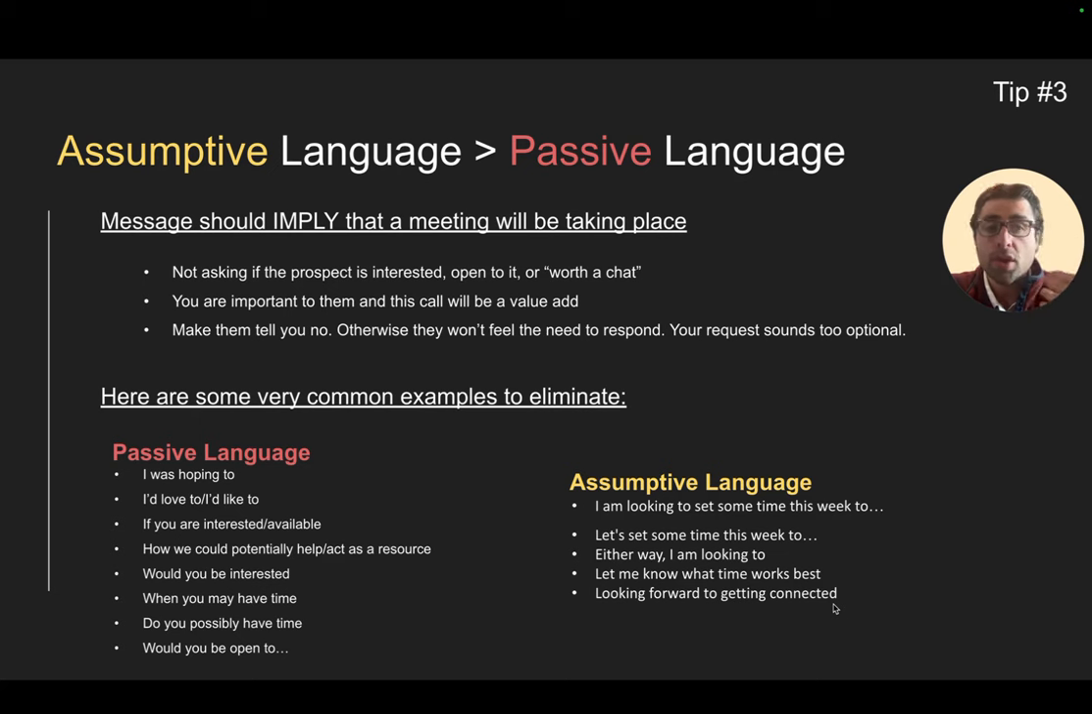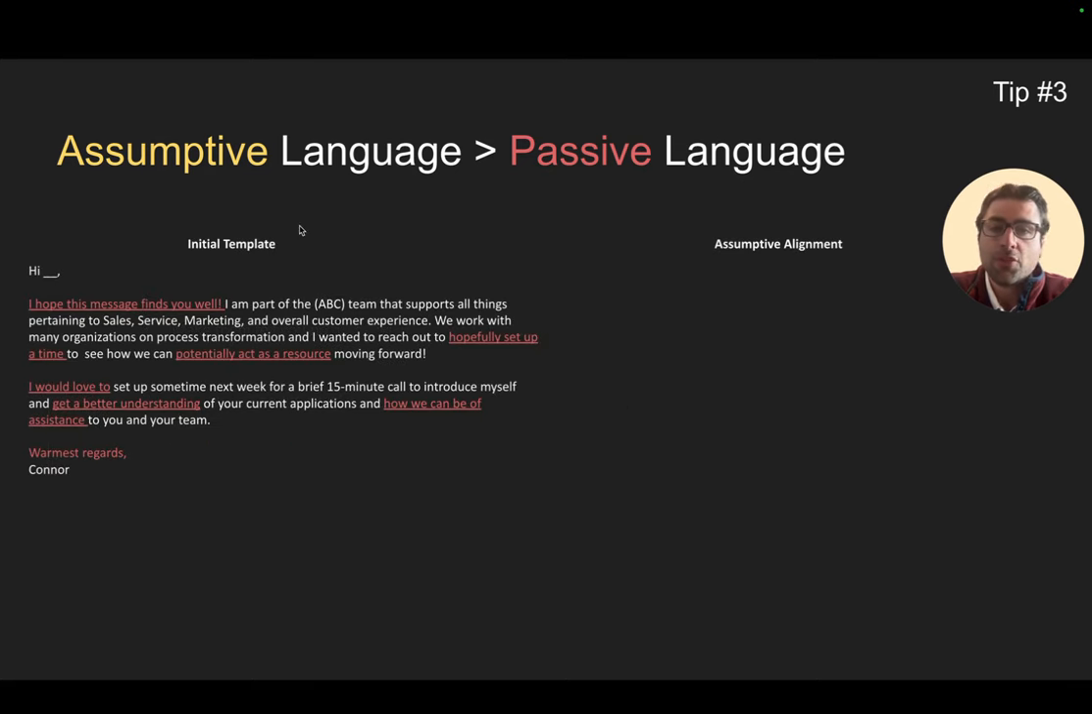This is all, and there's more examples. I'm just trying to give you a sense here. I call it assumptive alignment. You're assuming this meeting is going to take place, and they're going to have to tell you no for you to go away, essentially. So here's an example.